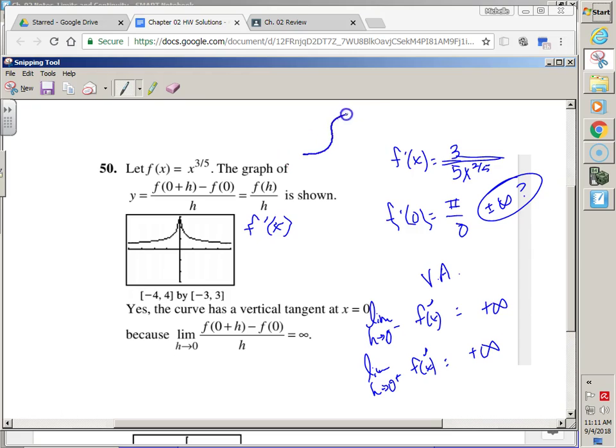This function would look something like this. This would be f of x, where it goes to positive infinity from one direction, positive infinity from the other direction. That's a true vertical tangent line. But that's the graph of the derivative with the vertical asymptote where they're in agreement.